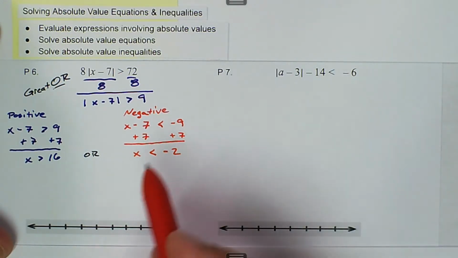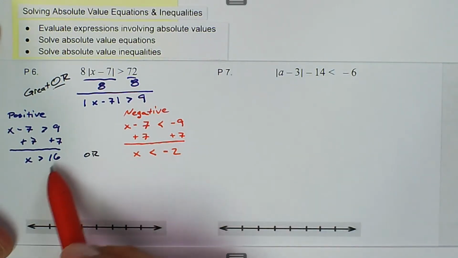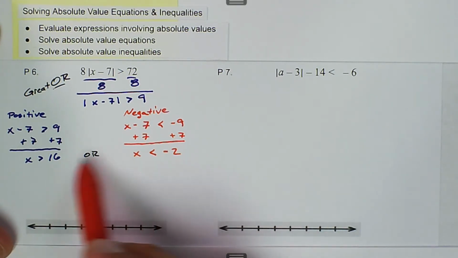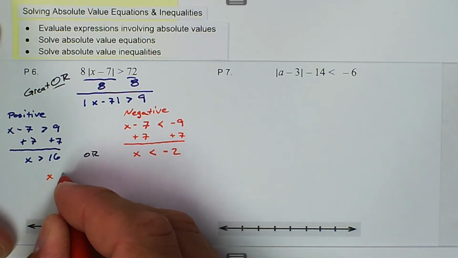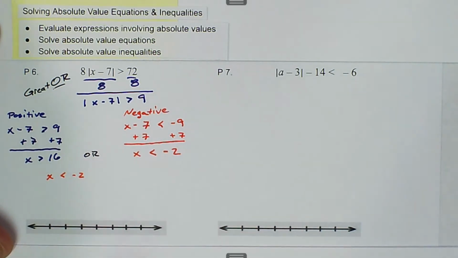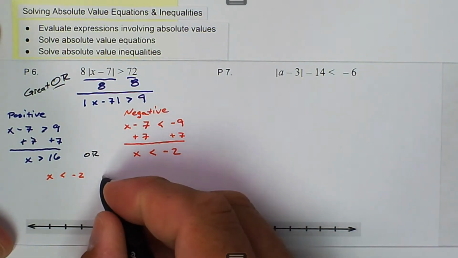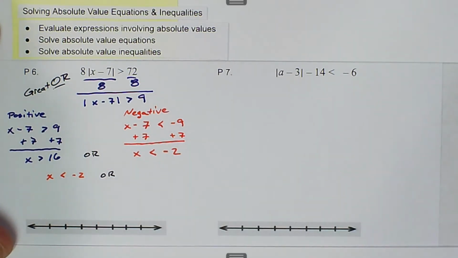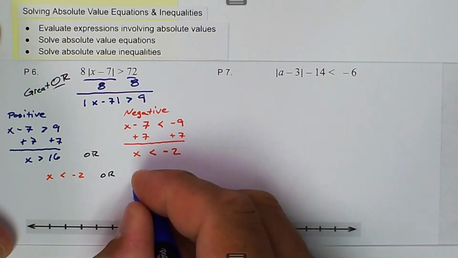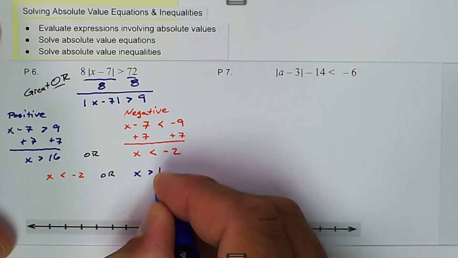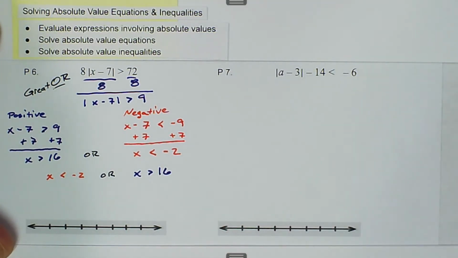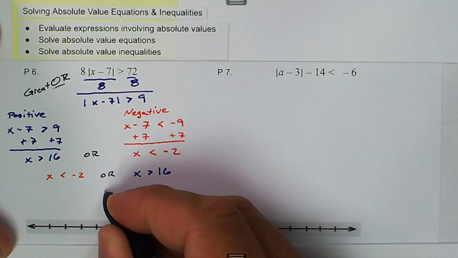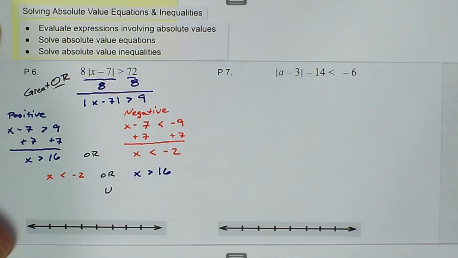We always want to write the smaller version on the left. So negative 2 is smaller than 16, so x is less than negative 2. We put or, x is greater than 16. That's set builder notation. If we're going to write this in interval notation, or means union, so that means it can be in either one.